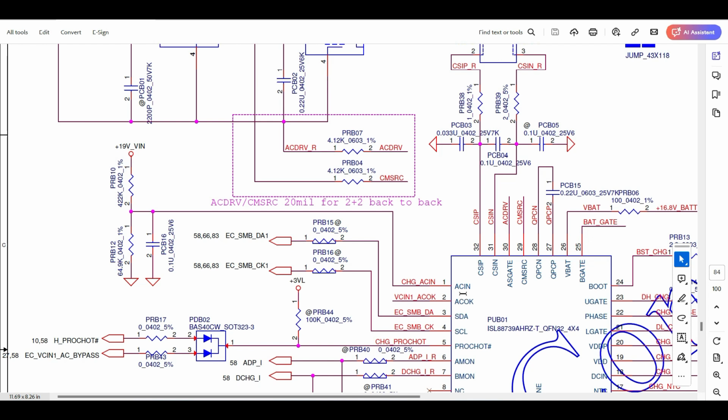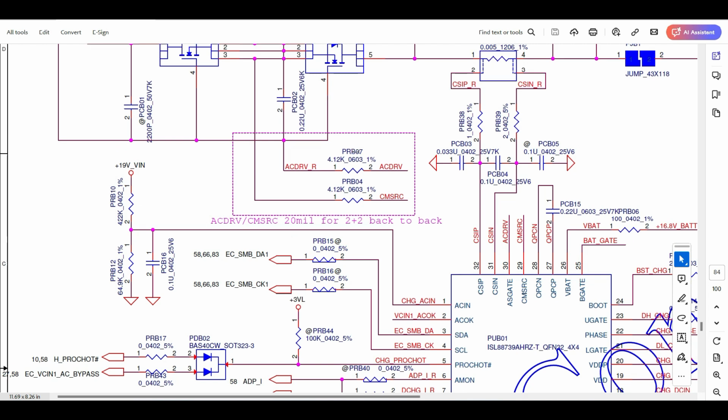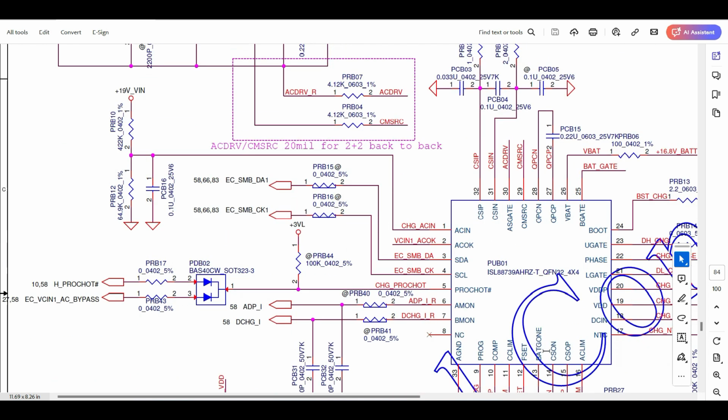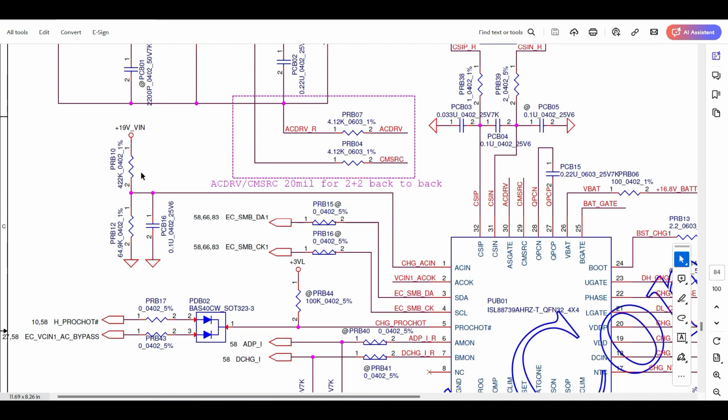Okay, here what will happen? See, here AC in is there. AC in means AC detect. Here is the voltage divider. One particular voltage, approximately 2.8 to 3.3 volts, will occur here. So this IC will detect whether AC is connected or not. That is the information in the charging IC. Only one condition will turn it on.